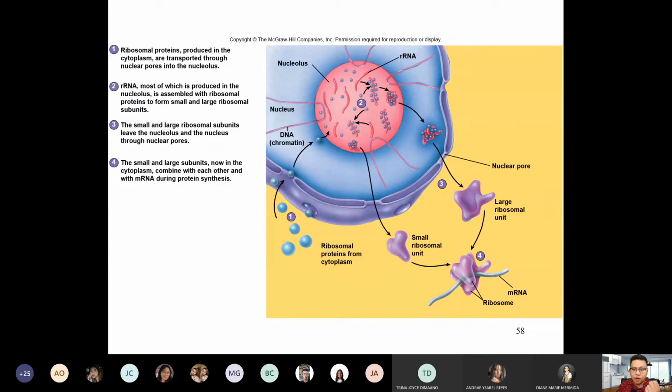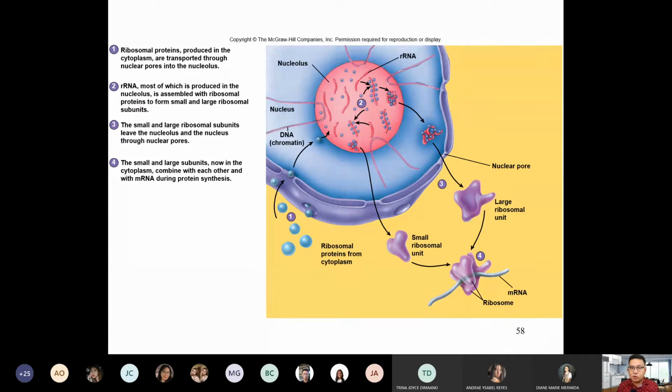Okay, so how is protein produced? Protein is produced by these steps. Also, there is a video embedded into our LMS. Please take time to watch it. It may be simple, but it is very intuitive to learn. Ribosomal proteins produced in the cytoplasm are transported through the nuclear pores in the nucleus. Papasok siya sa ating nucleolus. RNA, which is produced in the nucleolus, is assembled with ribosomal proteins to form ribosomal subunits.